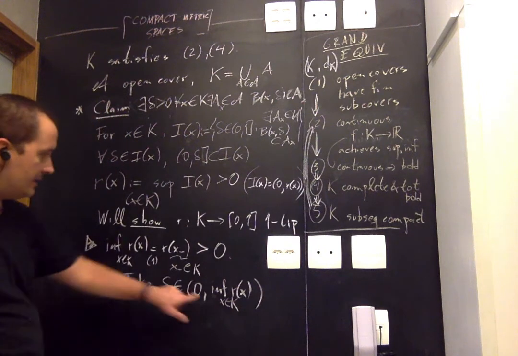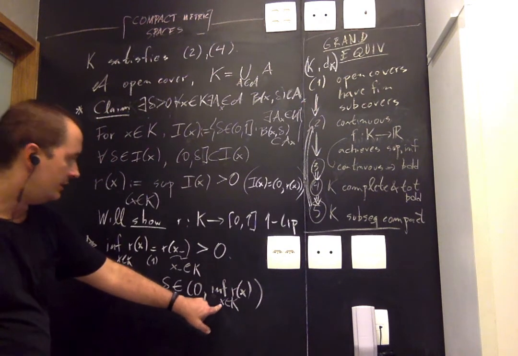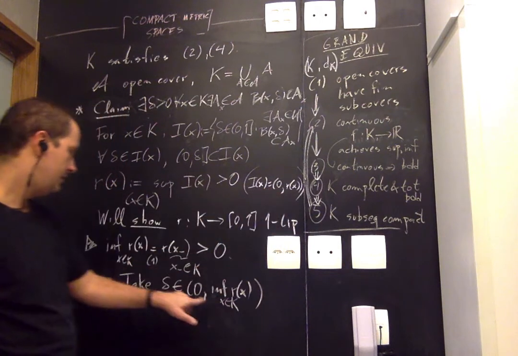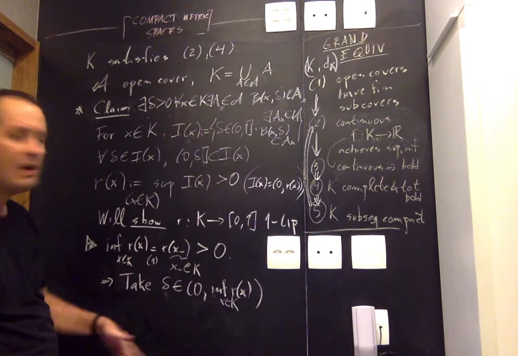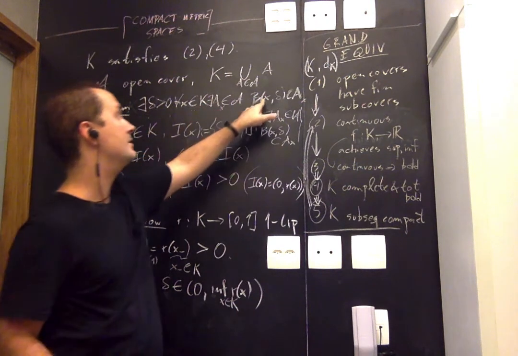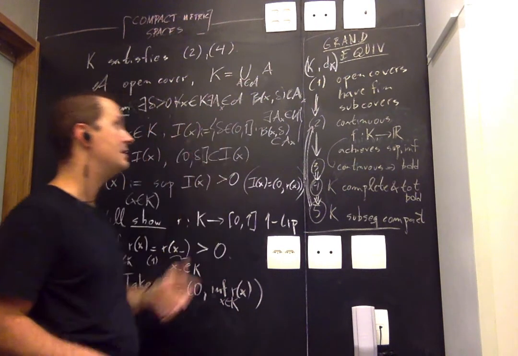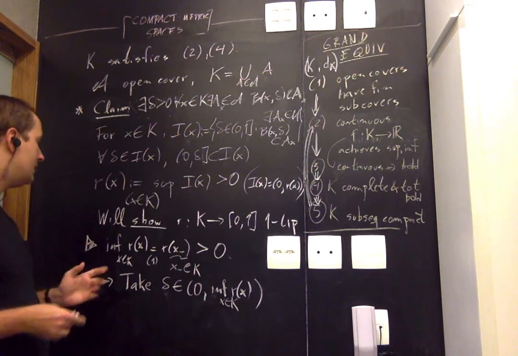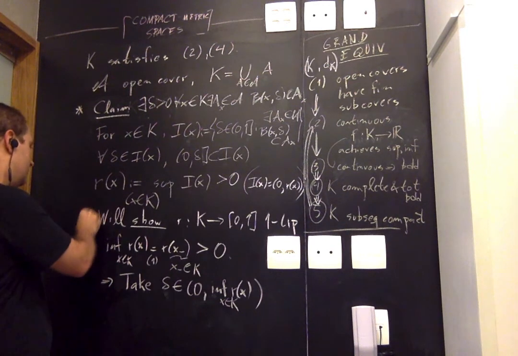And therefore, if I take delta here, this interval is contained in this one, and this delta therefore belongs to I of x for all x, and therefore, for all x, there exists an a sub x such that the ball of radius delta around x is contained in a sub x. And then we're done. So we need to show this thing.